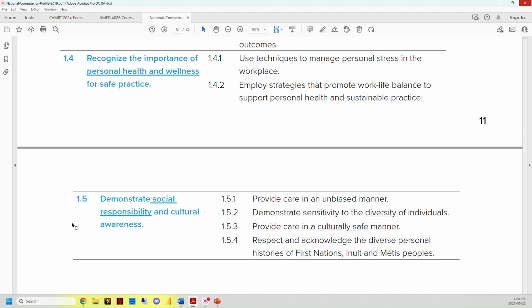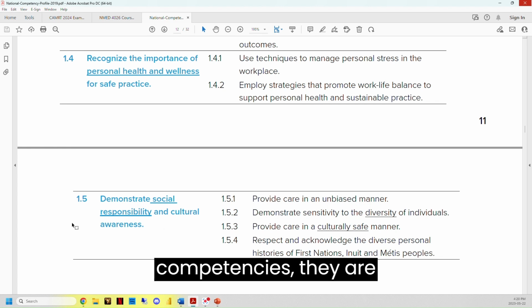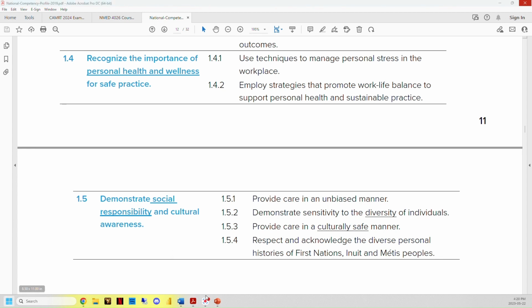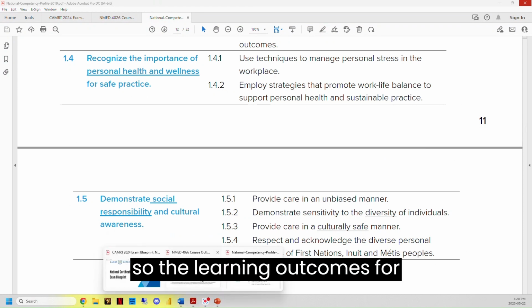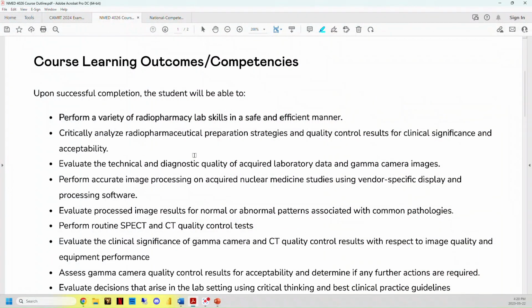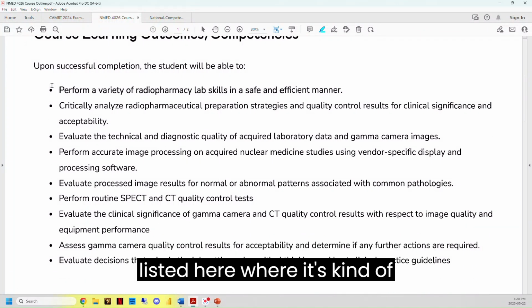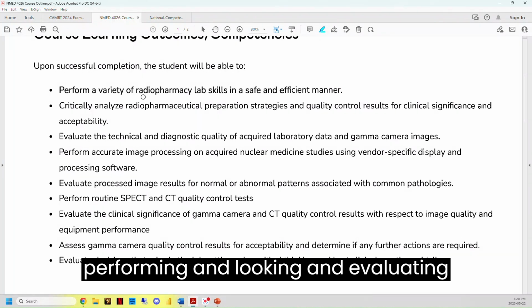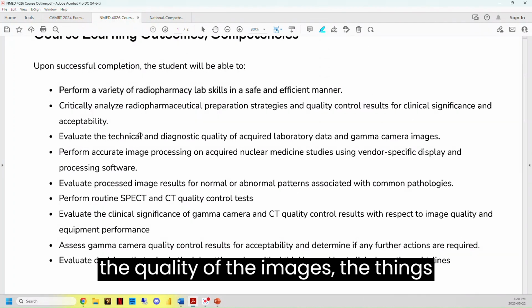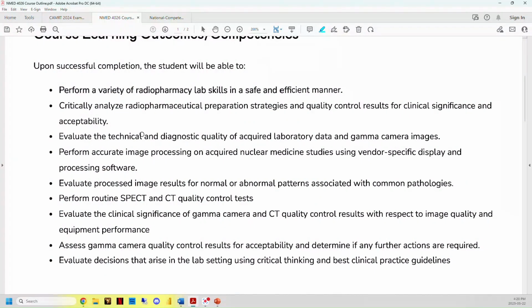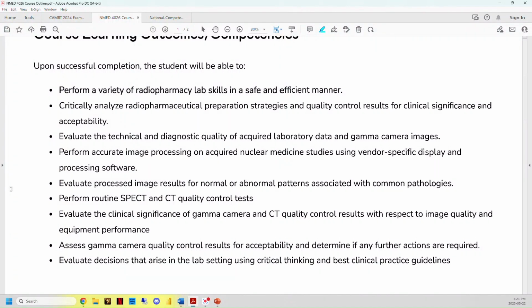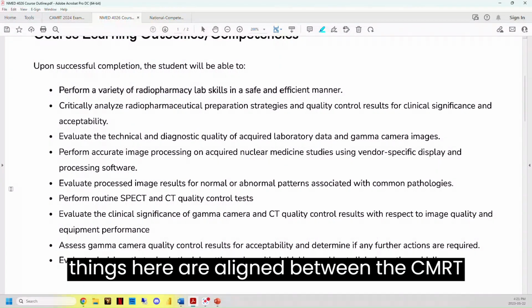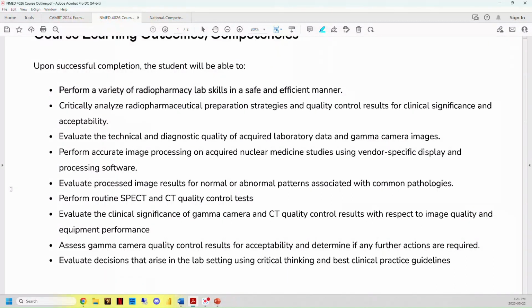And these competencies are outlined in our course outline. There are the learning outcomes, and the learning outcomes for the course that I'm doing are listed here, such as performing and evaluating the quality of the images, the things that you're doing. And Accreditation Canada comes and ensures that our things here are aligned between the CMRT competency profile and our course outline.